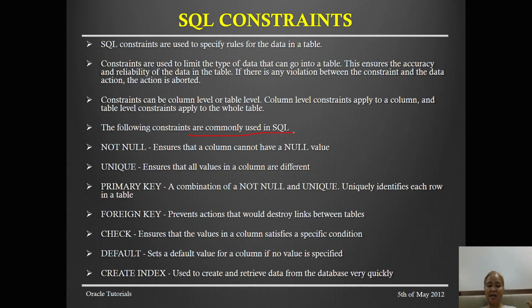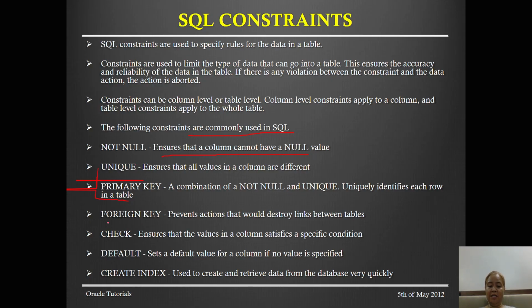Kanina, di ba, may nakita kayo na null, etc. So, meron tayong not null that ensures the column cannot have a null value. Kapag naglagay tayo ng not null dun sa ating table or dun sa ating command, ibig sabihin, kailangan meron siyang value whether we like it or not. Unique, ibig sabihin that the columns should be different. Hindi siya papayag na merong kapareho. It's the same as parang yung primary key. That's a combination of not null and unique that identifies each row in a table.